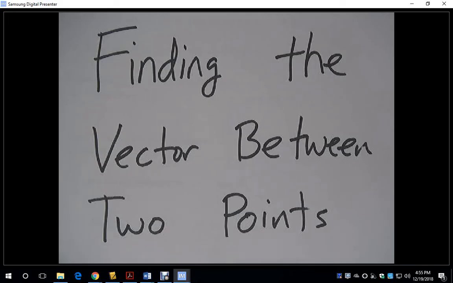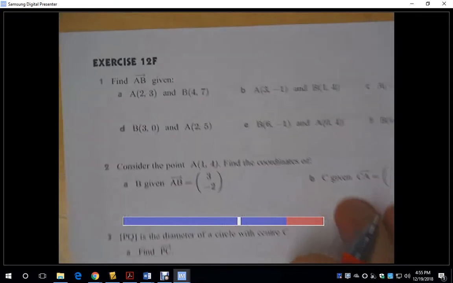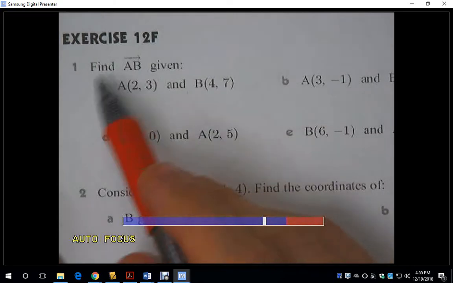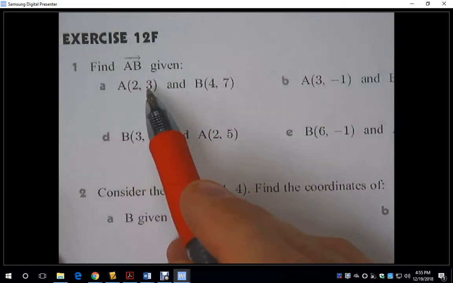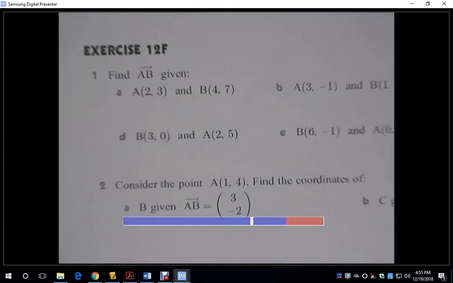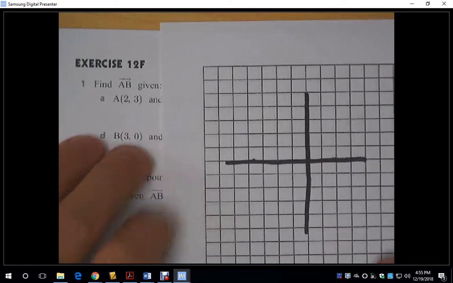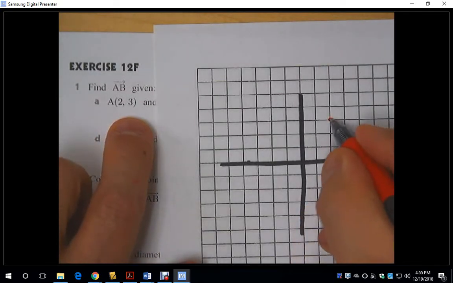The following video will teach you how to find a vector between 2 points. So let's look at our first problem. I need to find a vector A to B given that point A is (2, 3) and point B is (4, 7). So if I have on a Cartesian grid point (2, 3), this is A.